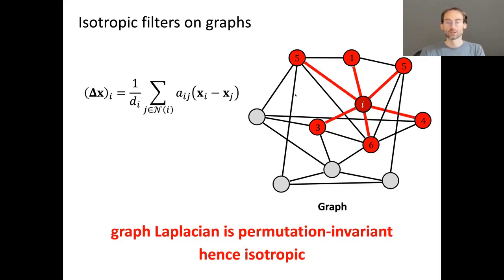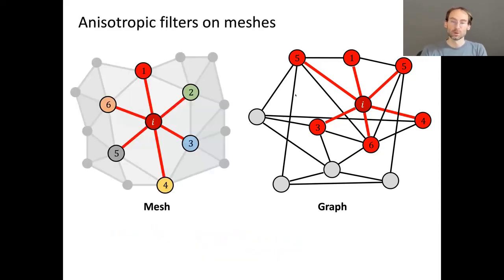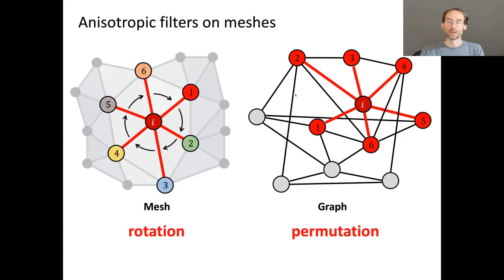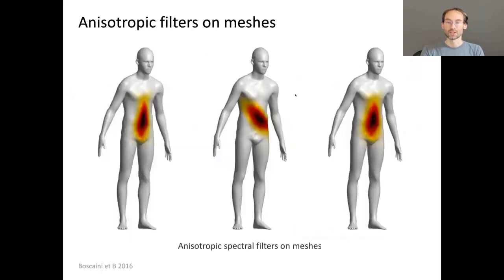I should say that on meshes or discrete manifolds, the situation is more optimistic because indeed here we have some ambiguity. I can choose, for example, the first vertex in an arbitrary manner, but once I did it, because manifolds are locally Euclidean, I can order the rest of the neighbors, let's say, in clockwise direction. So instead of permutation ambiguity here, we have rotation ambiguity. So we have way more structure on meshes or on manifolds. And as a result, we can apply anisotropic filters.